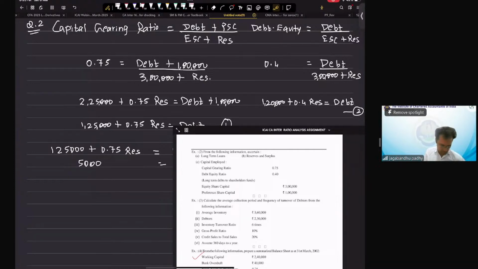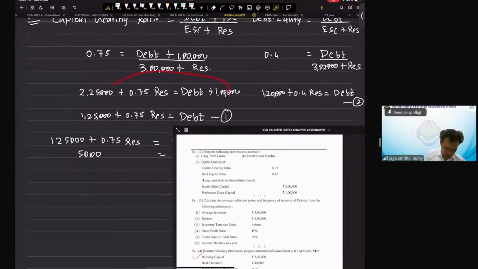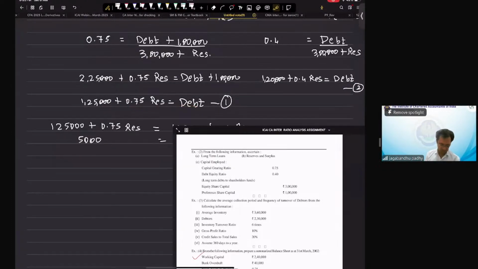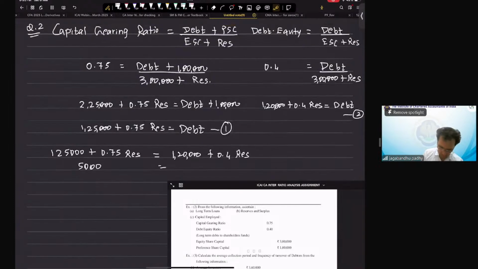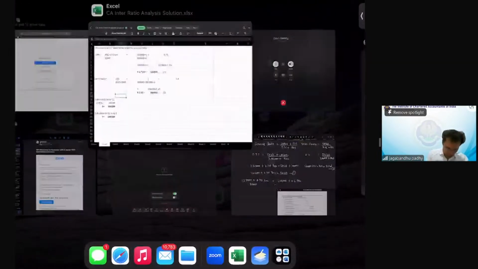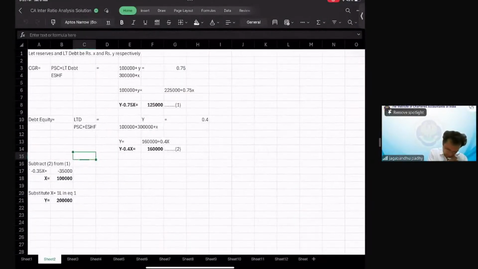2,25,000 plus 0.75 reserves is equal to debt plus 1 lakh. Then take 1 lakh on this side, subtract it and make it as 1,25,000 plus 0.75 reserves is debt. Then on this side we have 0.4 into 3 lakh, which is 1,20,000 plus 0.4 reserves is debt. Equating them, we get a negative value. There's some problem.